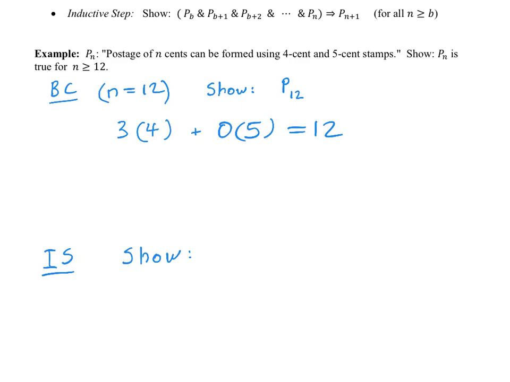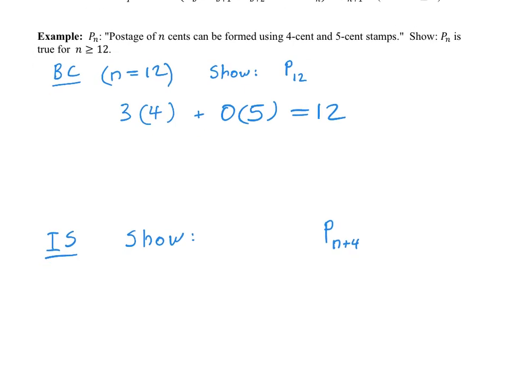So it might be a good idea to look 4 steps back, or maybe 5 steps back. 4 is a smaller number. Let's just pick 4. So how about we try to show that p sub n plus 4 is true. And for this problem, to try to show that p sub n plus 4 is true, we're going to allow ourselves to look at any previous n value all the way down to n equal to 12.